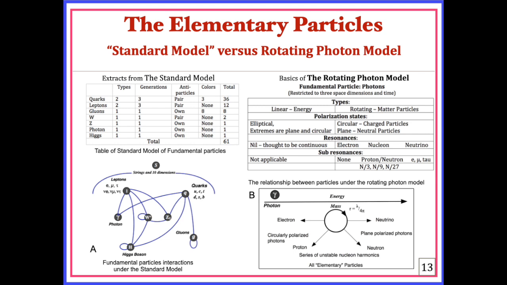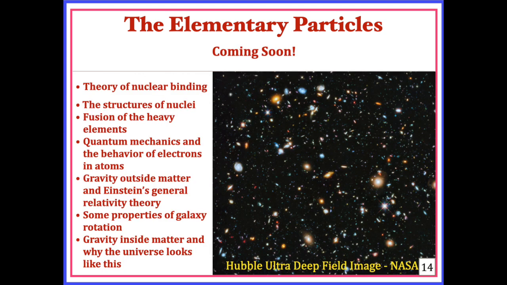There are 3 resonance states in the rotating photons. They correspond to electrons, nucleons, that is protons and neutrons, and neutrinos. Within the nucleons, there are subdivisions of 1/3, 1/9, and 1/27 of the fundamental nucleon photon frequencies. An antiparticle is the particle's photon rotating in the opposite direction with respect to its magnetic field to all of those matter particles.